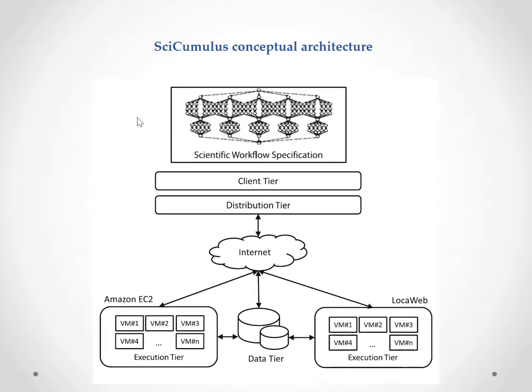Now we take a look at the Cumulus conceptual architecture. The Cumulus conceptual architecture provides support for parameter sweep as well as data parallelism. Now, in the client tier, what happens is that it starts the parallel execution of the workflow activities in the cloud. Now, the distribution tier contains the encapsulator.